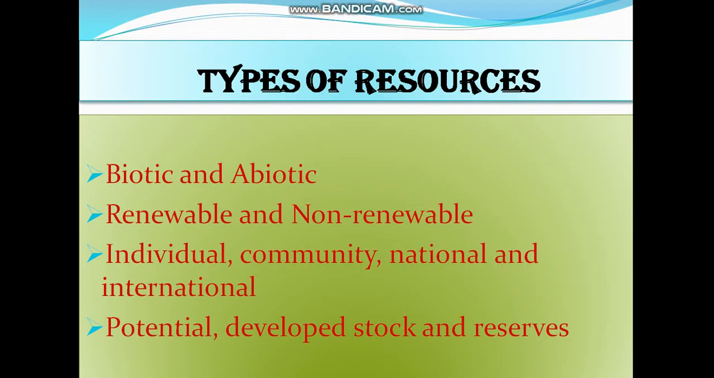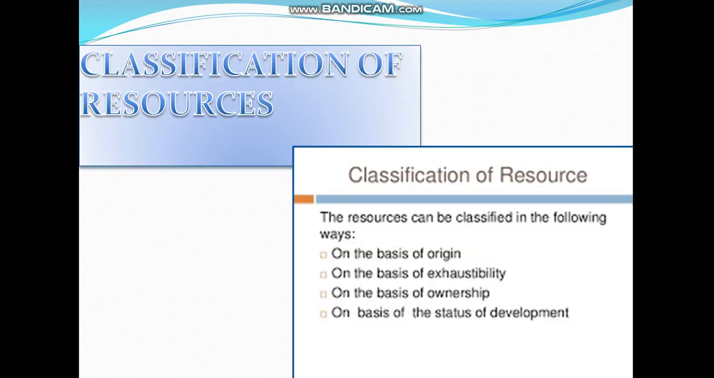Types of resources. Here we can see many types of resources like biotic and abiotic, renewable and non-renewable, individual, community, national and international, potential, developed, stock and reserve. These resources can be classified on the basis of origin, on the basis of exhaustibility, on the basis of ownership, and on the basis of status of development.